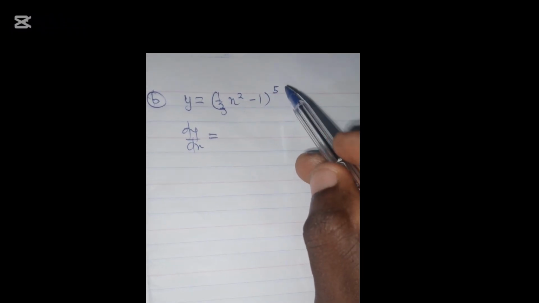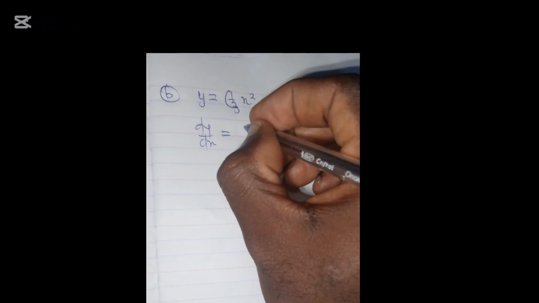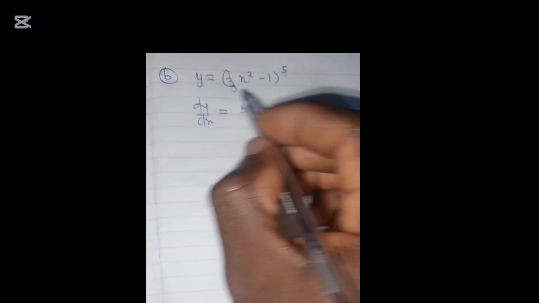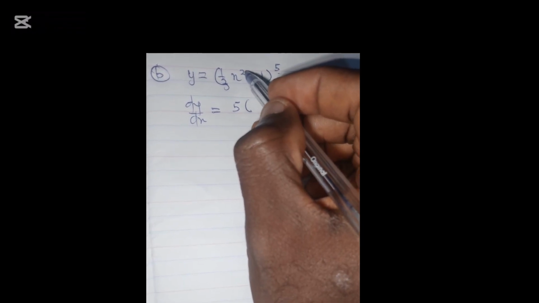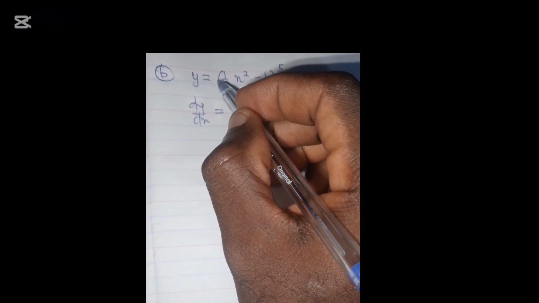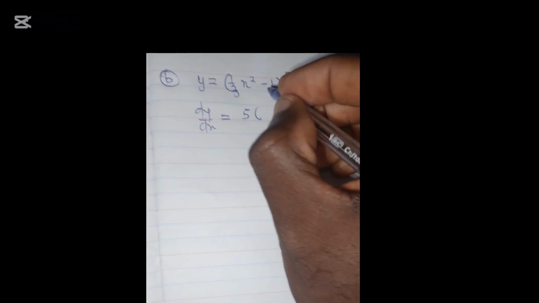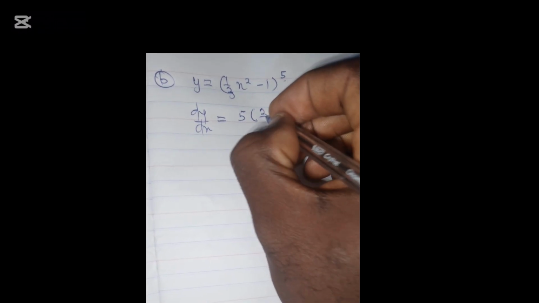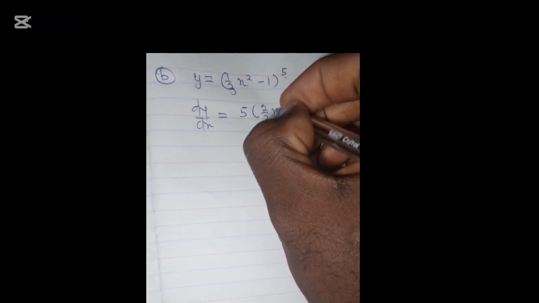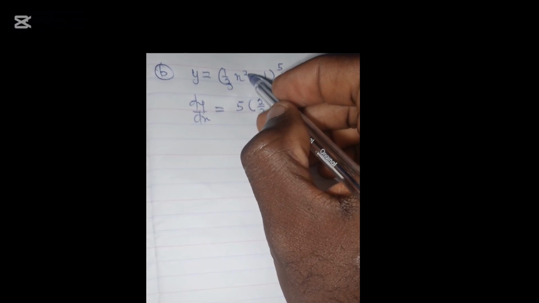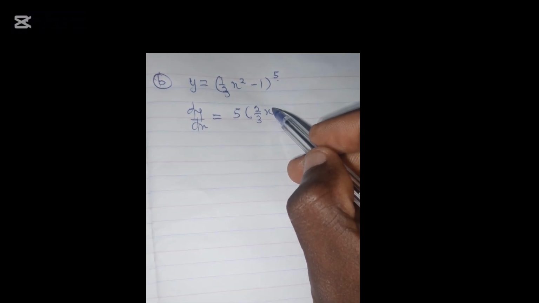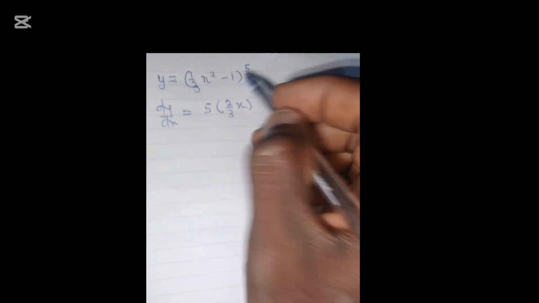very simple. First, you bring the 5 down, so you have 5, and then you differentiate what is inside of the bracket. If you differentiate what is inside of the bracket, 2 will come and multiply 1 over 3, that will be 2 over 3, then you subtract 1, so that will be 2 over 3 x, because if you subtract 1 from 2, the result is going to be 1. I'm talking about the exponent. And then when you differentiate -1, the result is 0. So that is the end of our differential for what is inside the bracket.